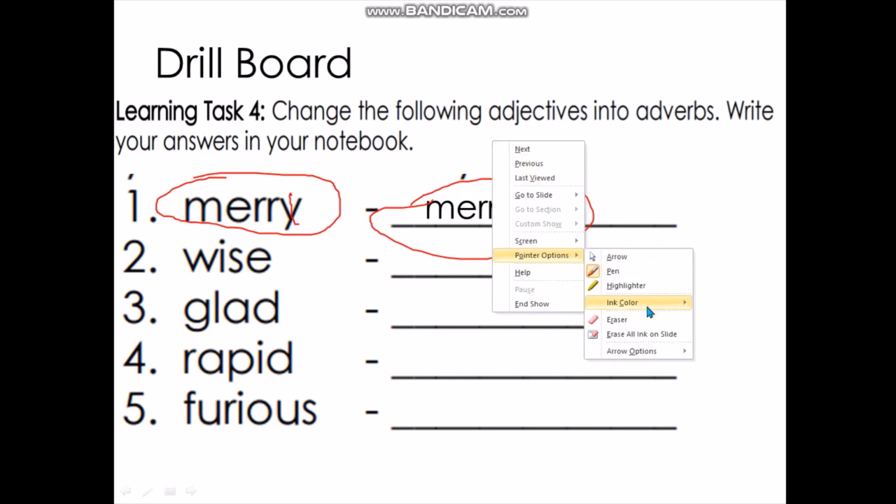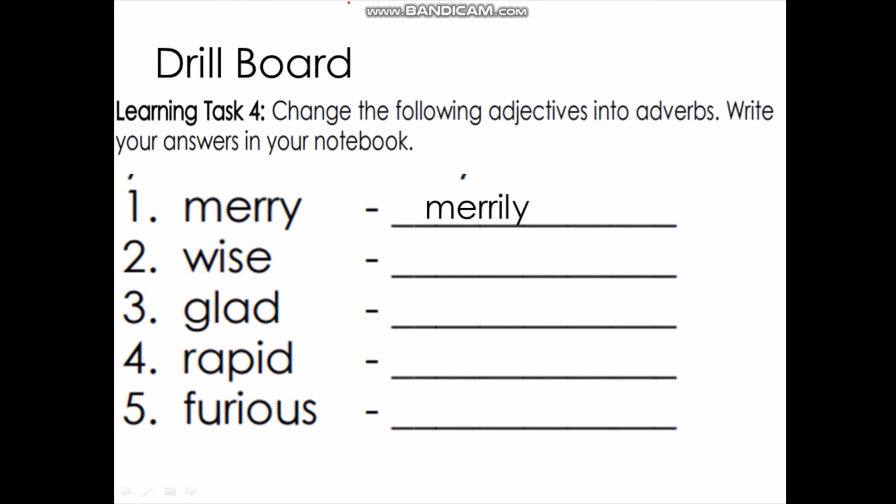Number 2, let's have the word wise. Okay, let's change the word wise into an adverb. Times up. The correct answer is wisely. Again, the rule, if this is just one syllable, you just have to put ly. So number 3, we have glad and then change it into an adverb.